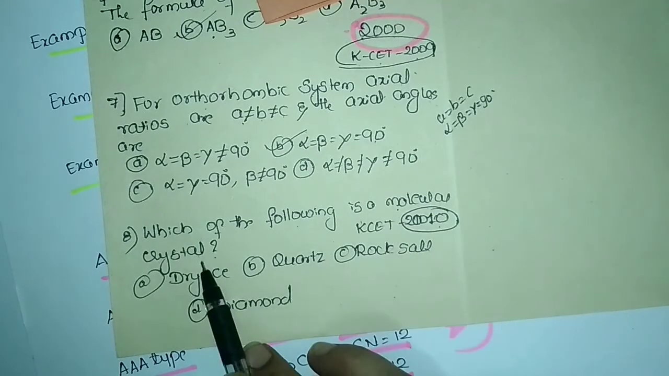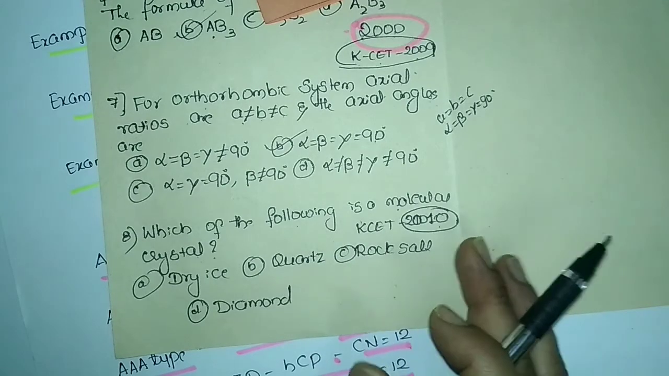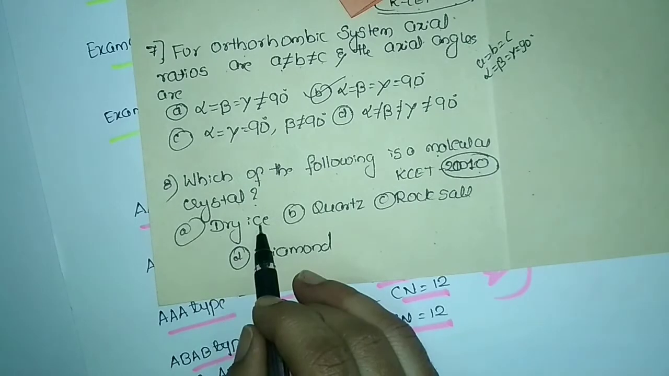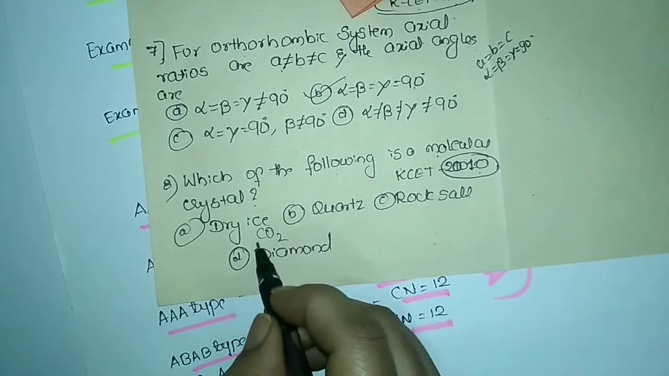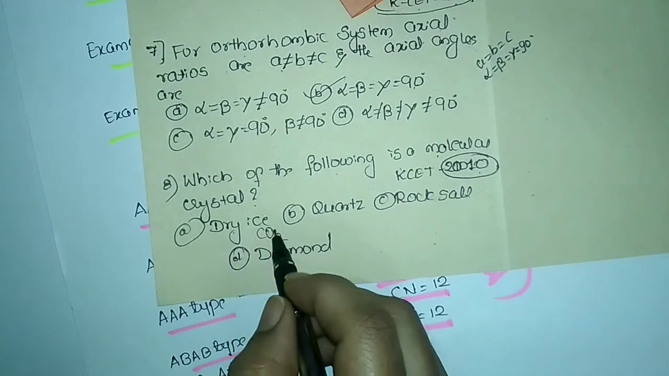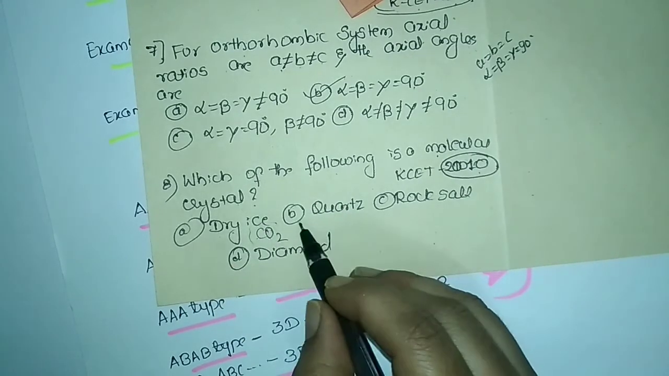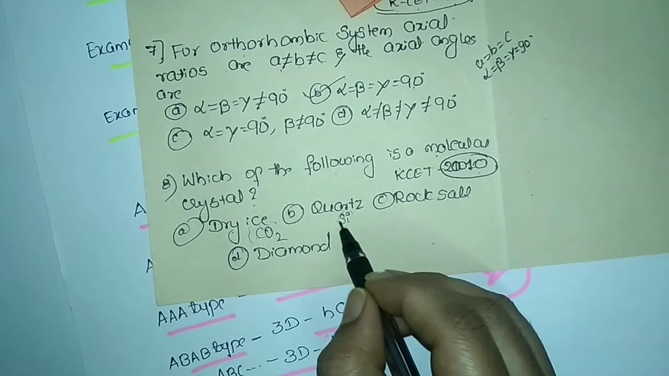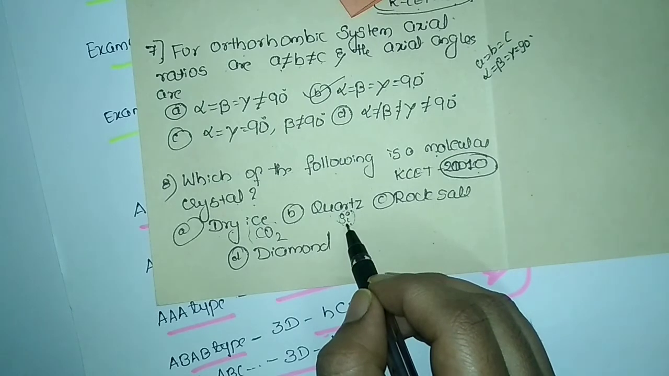Molecular crystals are nothing but those where the constituent particles will be molecules. If I consider this question, there are four options. Dry ice. Dry ice is nothing but solid carbon dioxide, and we know that carbon dioxide is a molecule. The second option is quartz. Quartz is nothing but silica. When it comes to silicon and carbon, they exhibit network or covalent solids. So this will not come under molecular.